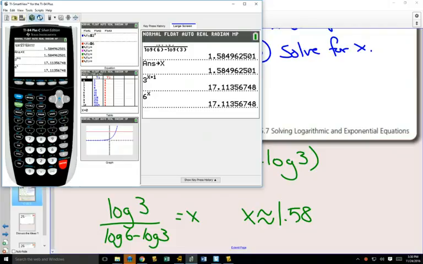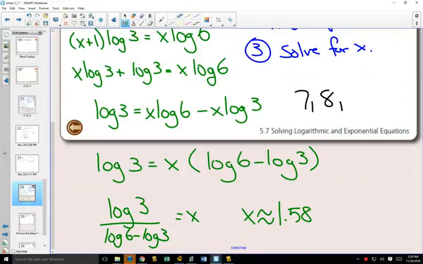Questions you can do on these ones, 7, 8, 10, and 12.